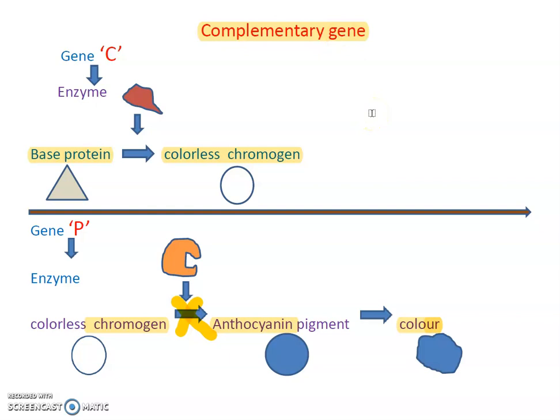Complementary genes means both genes are required for production of color. The other way to say it, complementary genes are the genes required to develop a character. All genes which are required to develop a character are called complementary genes. In this condition, C and P genes are called complementary genes.